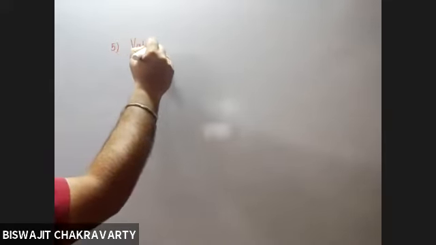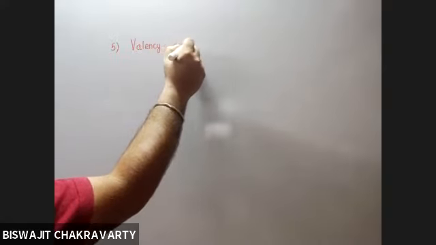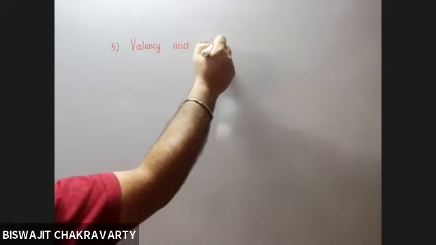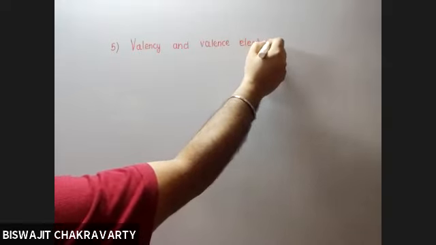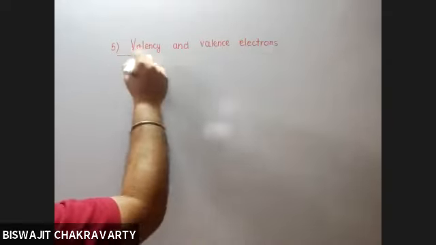So this was all about electronegativity. Then we move on to the fifth property, valency and valence electrons. Simple topic which you are already familiar with.